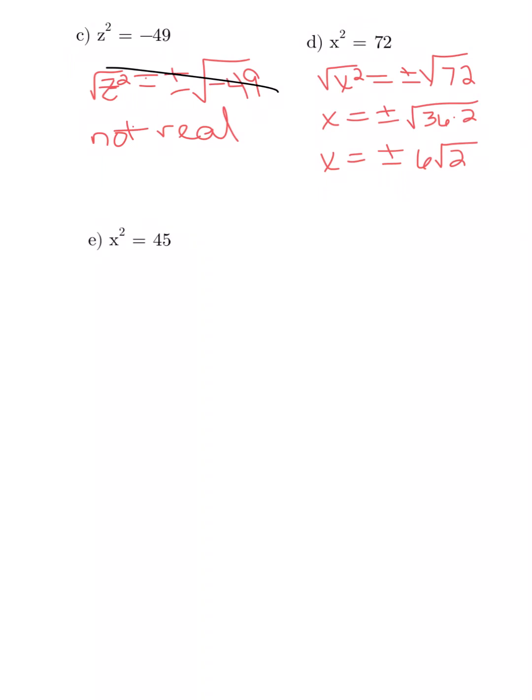On example E, doing the square root of both sides, we'll have the square root of x squared equals plus or minus the square root of 45. Square root of x squared is x. Keep your plus or minus. 45 is not a perfect square, but 9 goes into 45, and it is a perfect square. So we're going to break 45 into the square root of 9 times 5. So we're going to have x equals plus or minus the square root of 9 is 3, pull it out, square root of 5, as is.